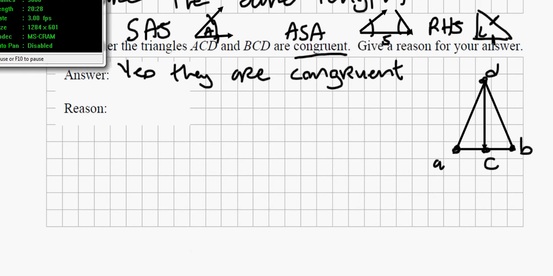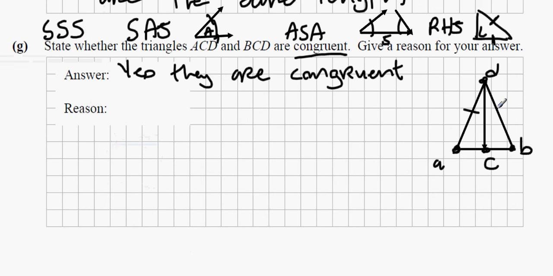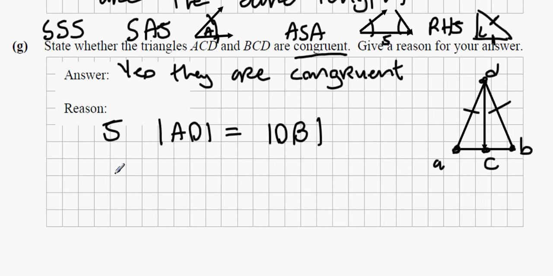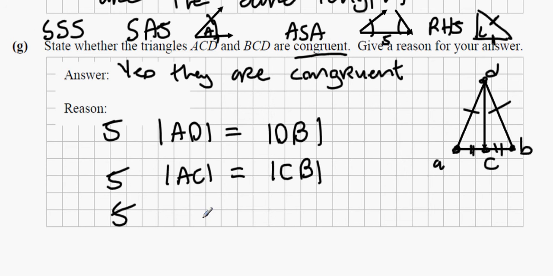Now the reason they're looking for is you need to compare both triangles to each other. So what you can say is AD equals DB, and that gets you one side. The next reason is AC equals CB. Just keep it in capitals. AC equals CB, and that's another side. And then finally the third side is DC equals DC.